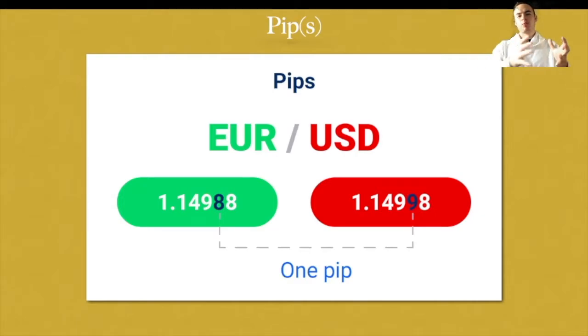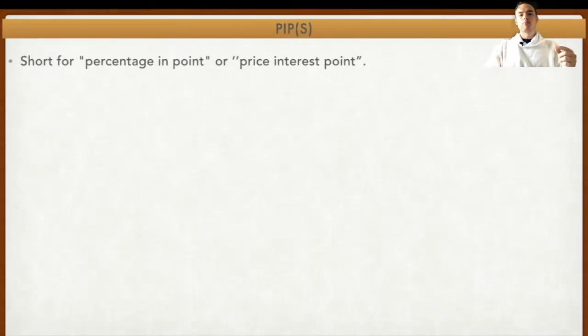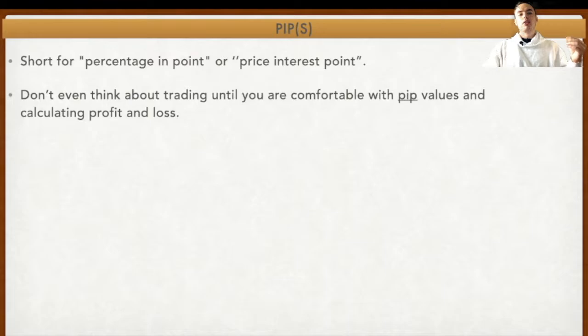So what is pips? How do you make money from pips? Let's get it. Now, the normal name for pips, okay, pips is short for percentage in point, or otherwise price interest point. Don't even think about trading until you are comfortable with knowing the pip values and how to calculate your profits and losses within pips.